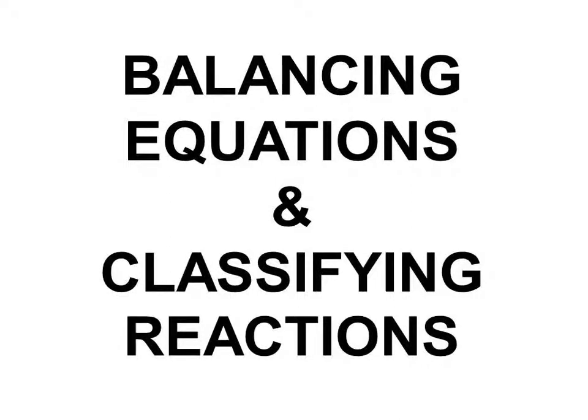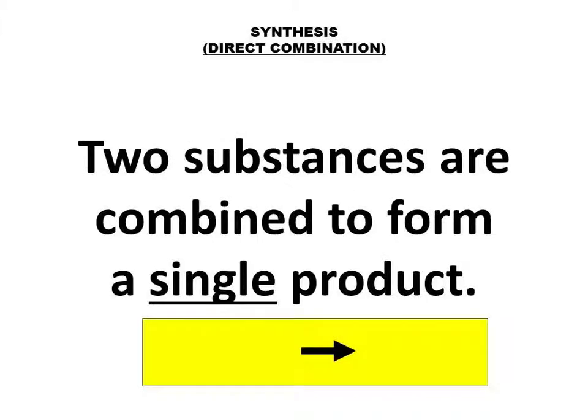In this part, we're going to go ahead and talk about classification of reactions, so the 6 types of reactions, and we're also going to continue reinforcing the balancing of equations in this tutorial. So the first type of reaction is synthesis, or also known as direct combination, where you take 2 substances that are combined and they form a single compound.